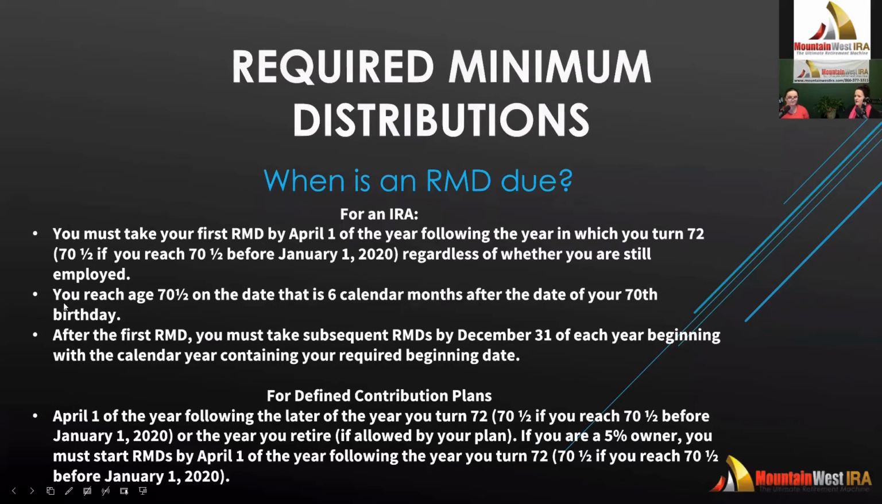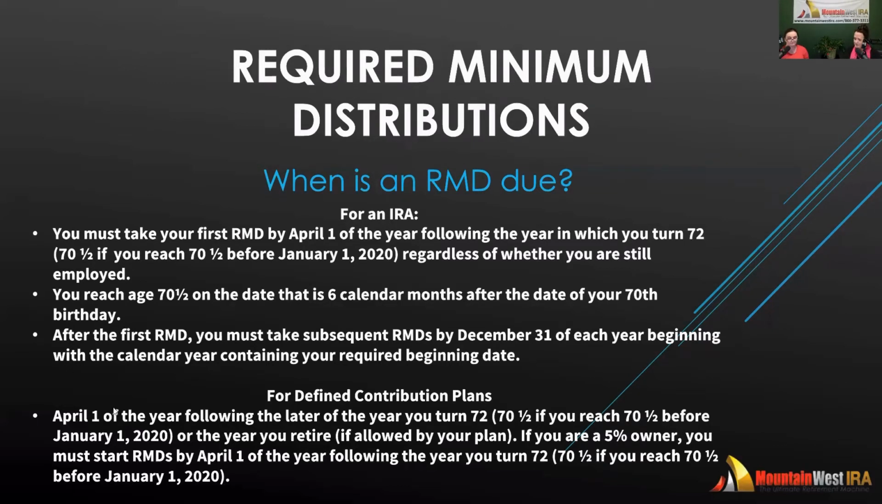So when are they due? So RMDs are typically due by December 31st of every year. However, for that very first year you have to take them, the IRS has built in an exception to where you have until April 1st of the following year to take it. And then going forward, they will always be due December 31st. Okay.